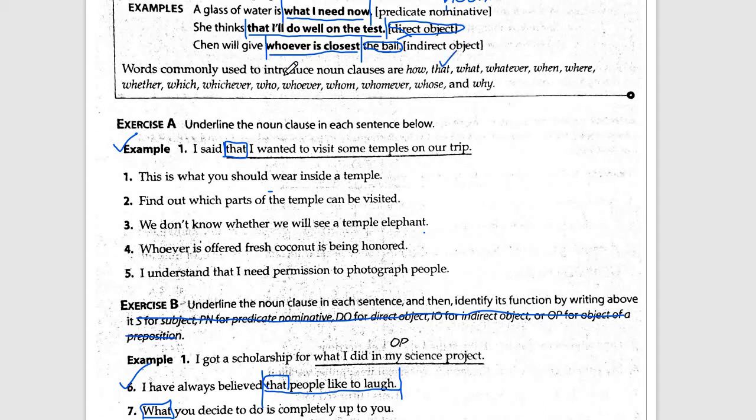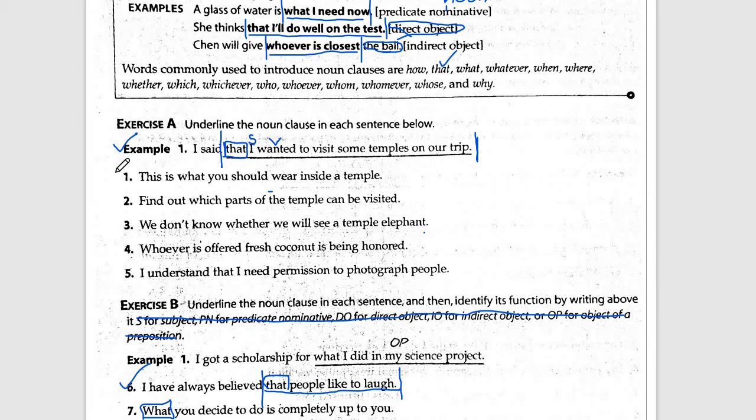That's one of my introductory words for noun clauses. I've got the word that. And the reason this is a clause is because it has a subject, and that subject gets to want something. So I wanted to visit. Once you reach this word, the word that, your introductory word, your indicator, you can replace this entire clause with the word something. I said something. Specifically, I said that I wanted to visit some temples on our trip. That's what a noun clause looks like, okay?